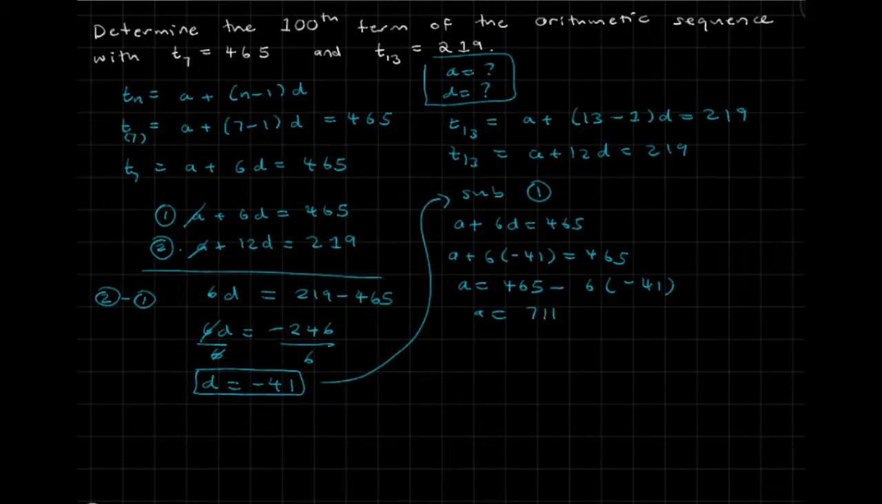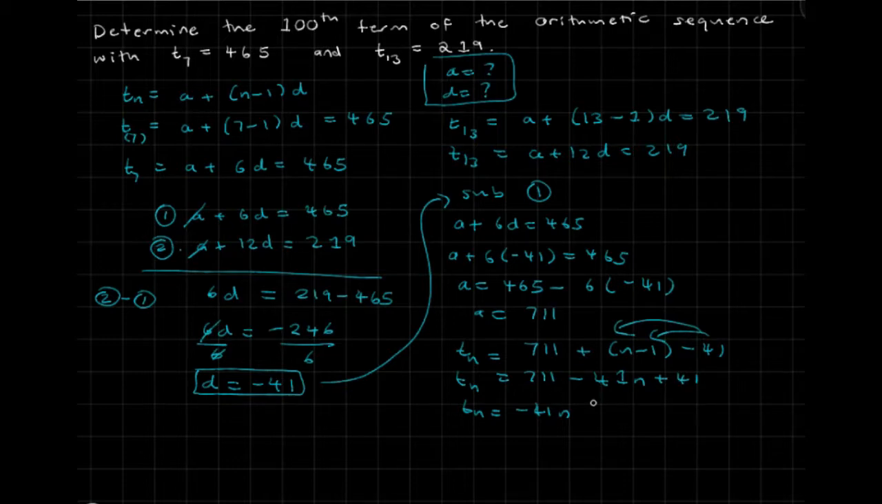positive 711. Okay, so in this case, our general term here should look like Tn is equal to 711 plus n minus 1 times negative 41. Now I'm going to simplify this out. Minus 41n plus 41, if I expand it out this way. And if I collect these terms, we get negative 41n. 41 plus 711 is going to give us plus 752. Okay. Now we're not done yet because we need to determine the 100th term, right?